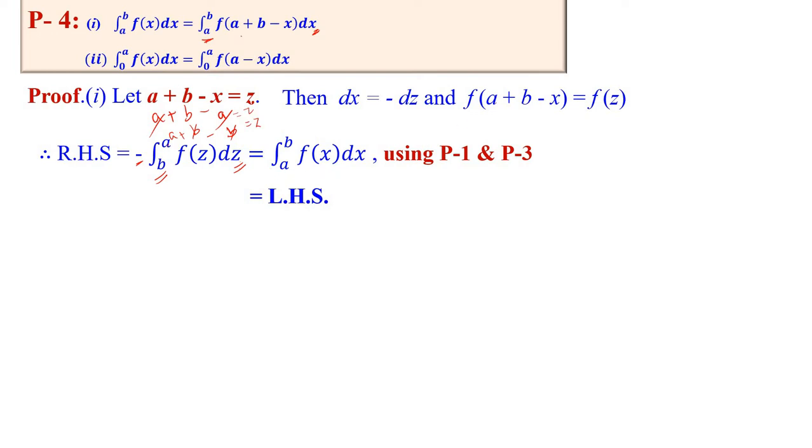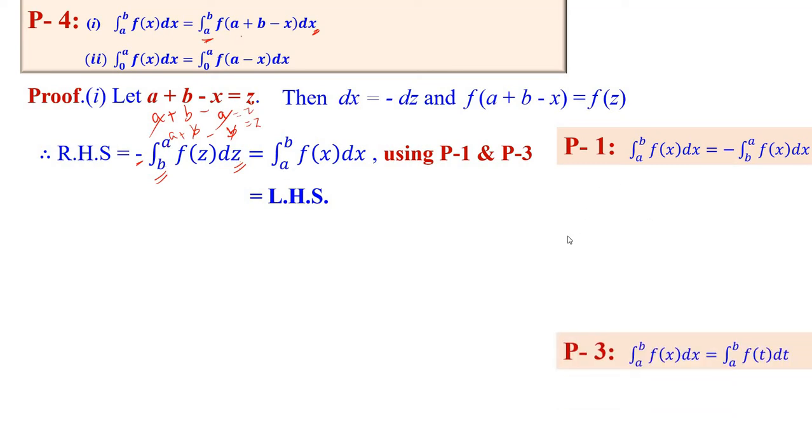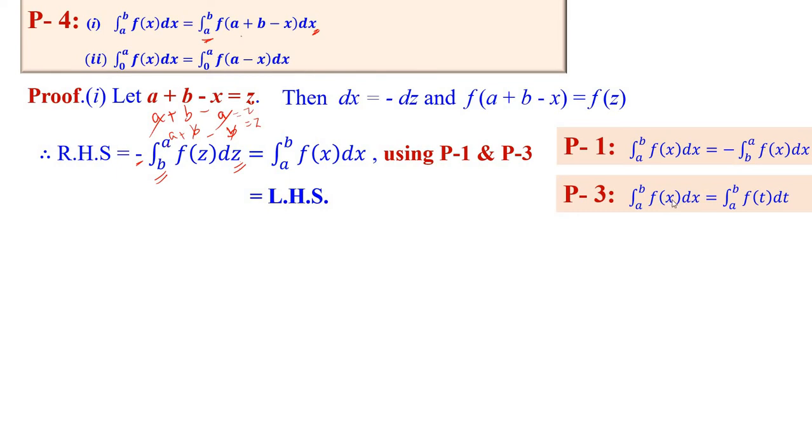Now using P1, this is what P1 is. When you have a minus sign, you can interchange the limits. So here minus b to a, here plus a to b, and make use of P3, which is, this is only a dummy variable, so you can replace z, so you have f of x dx. So that is using P1 and P3.